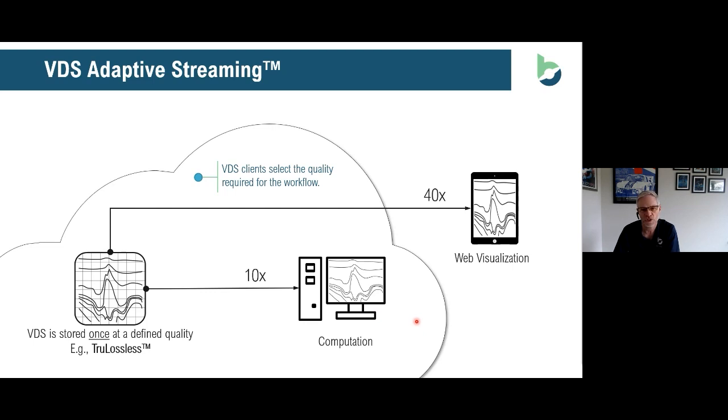I liken this to watching a movie on Netflix. If I watch a movie on my phone, I don't need as much information. But if I watch it on a 4K TV, I want as much information as I can get to get that maximum experience. VDS adaptive streaming uses the same basic principles.